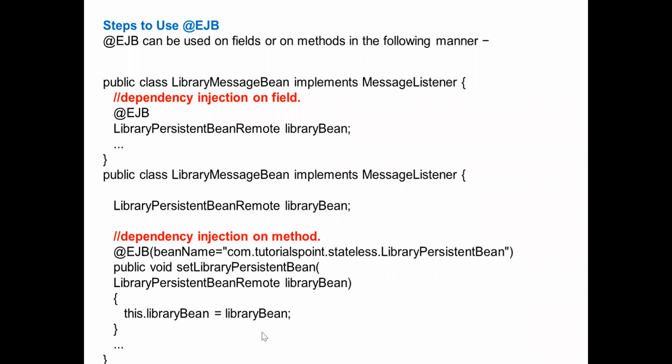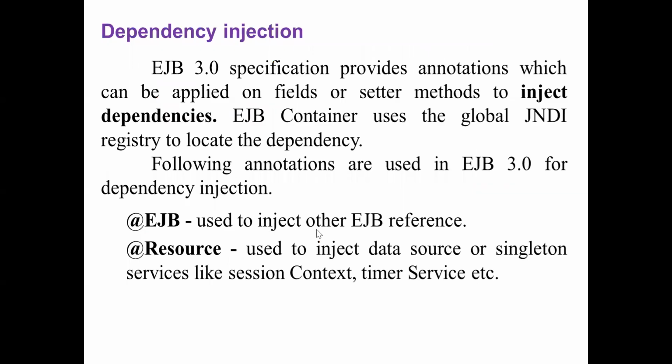So this is using @EJB to reference the dependency injection on a method. So these are the two types of @EJB we are using to inject another EJB reference. And we can go for the second one, that is @Resource.